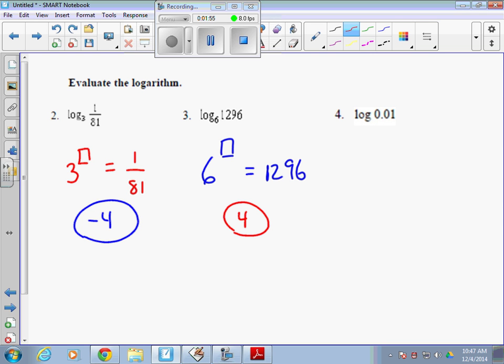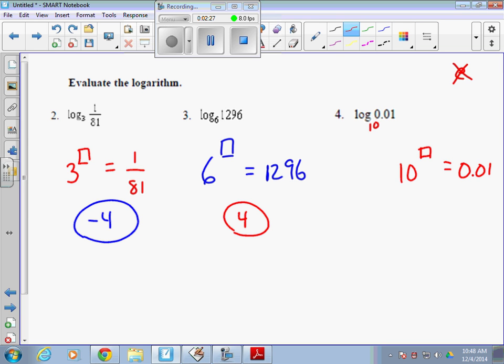Okay, number 4, we hadn't talked about when they don't have a base shown. There are base logarithms, which you consider normal logarithms. They have a 10 as a base when it's not shown. We'll talk about natural numbers where your base is e another day. We're not doing that on this test. But if a base isn't shown, it's 10. So what we have is 10 to the what power is 0.01.